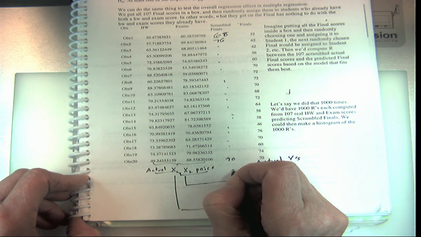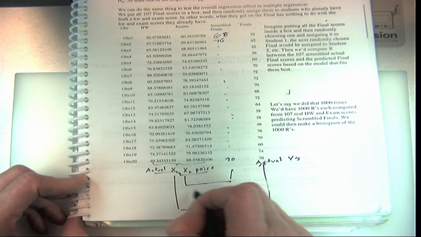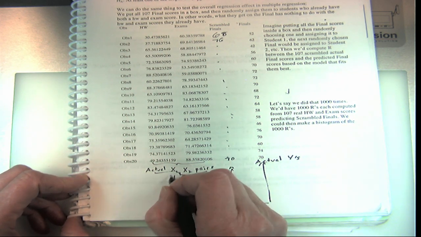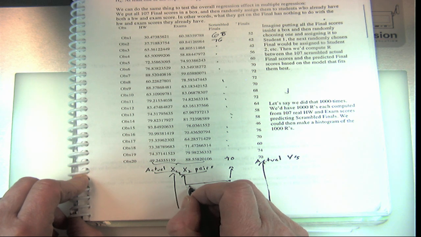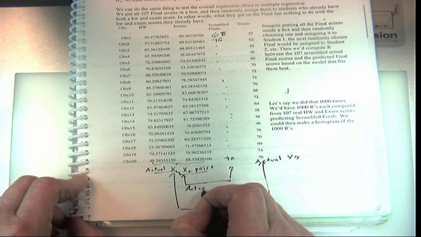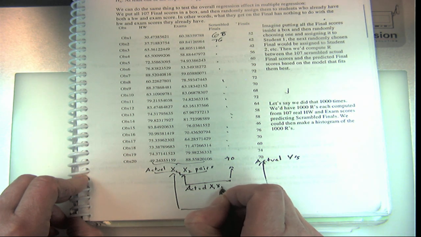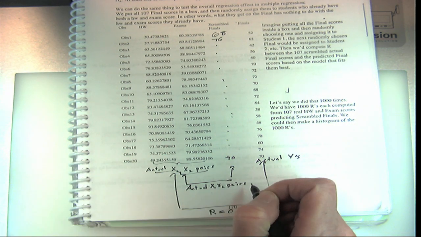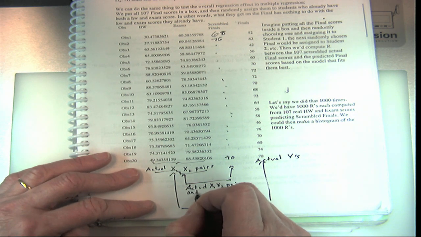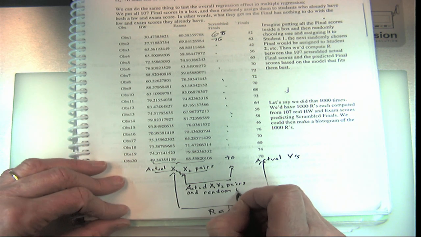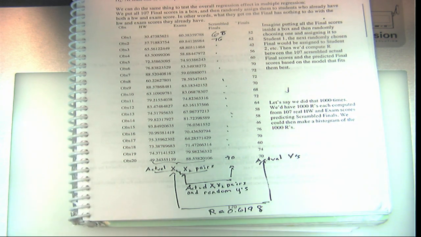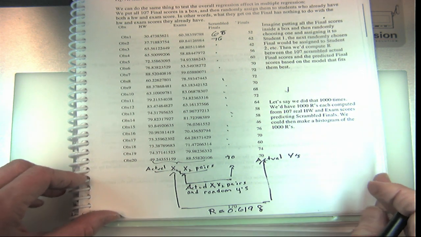Okay, so here what we're doing now is taking the actual x1, x2 pairs and random scrambled finals. Okay? Does that make sense? All right, let's see what we got.